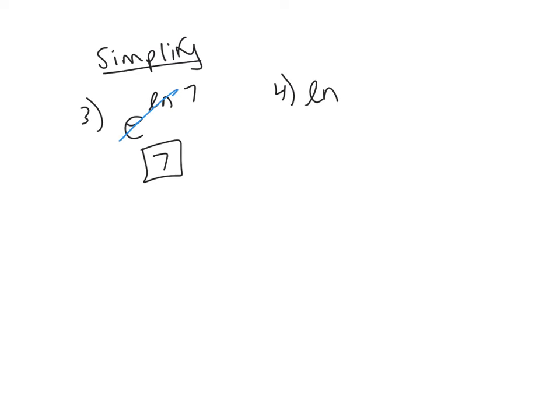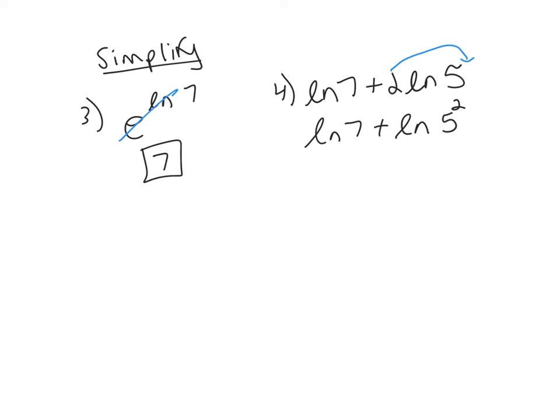If I have natural log 7 plus 2 natural log 5. Okay, my first step is that I can move the 2 in front, remember, is the exponent. So I have natural log of 7 plus natural log of 5 squared. Well, what is 5 squared? 5 squared is 25.